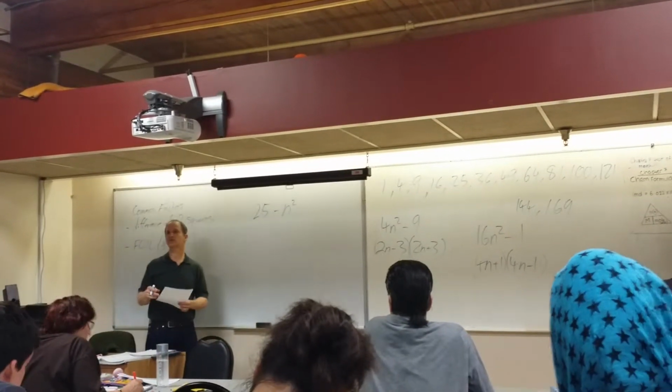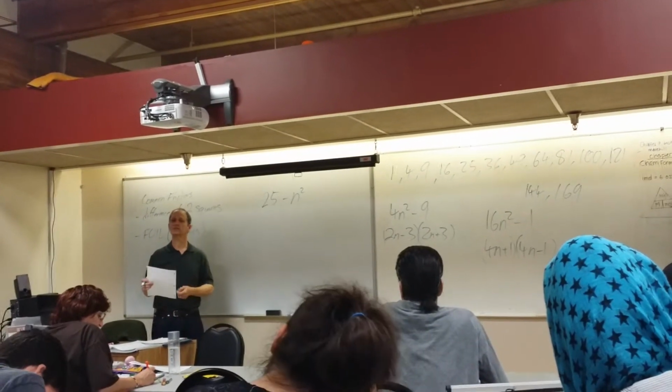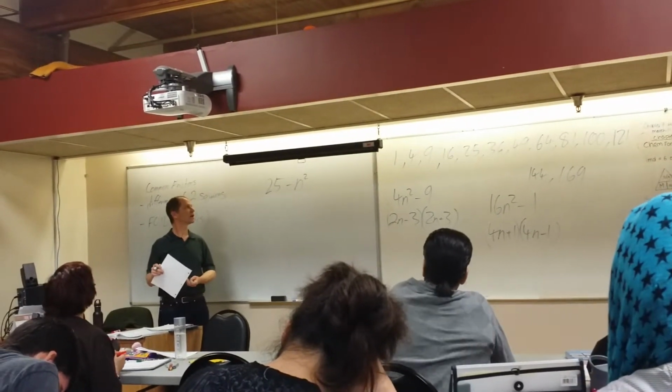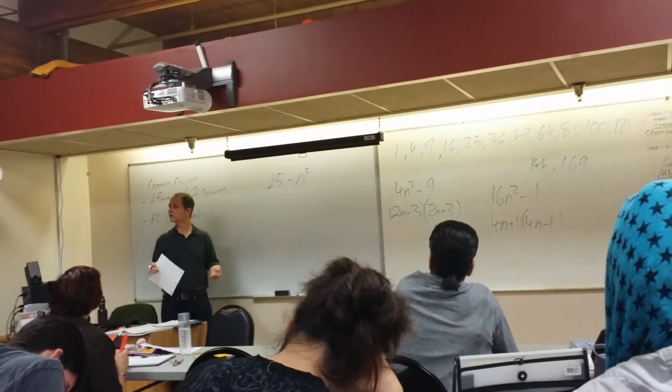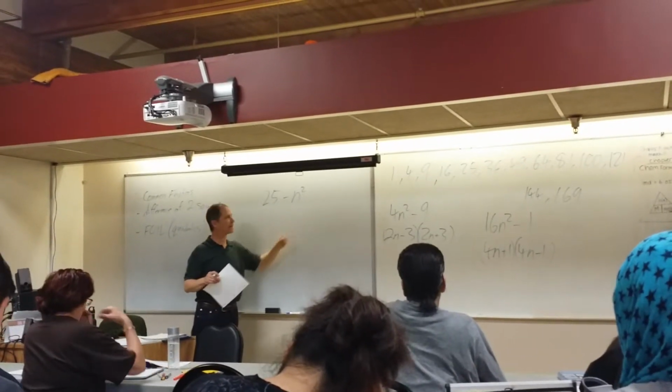Is this the difference of two squares? Yes. How does this factor? Factor it for me. 5 plus n times 5 minus n. Sure. The root minus the root times the root plus the root. Okay? We can absolutely factor this.